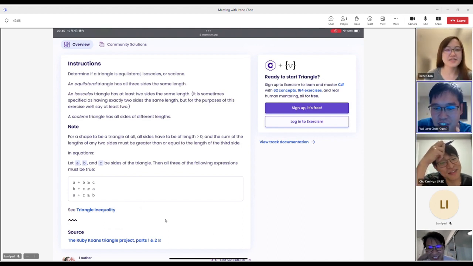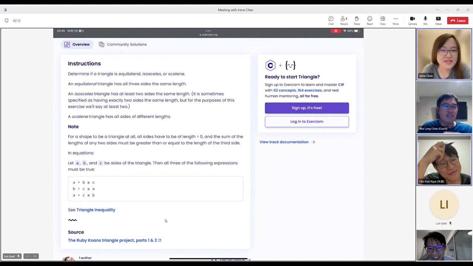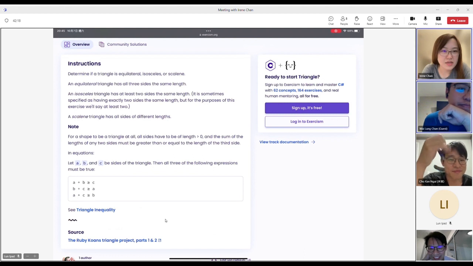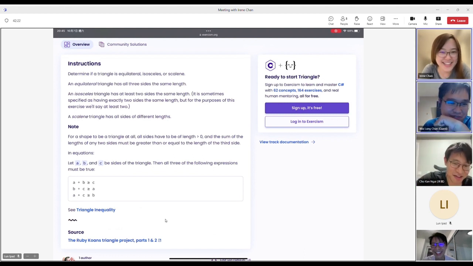This one is Triangle. Has all three sides the same length. Okay, equilateral triangle. Yeah. Okay, so I think we can jump to the note.